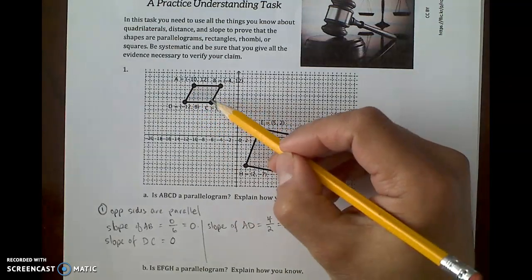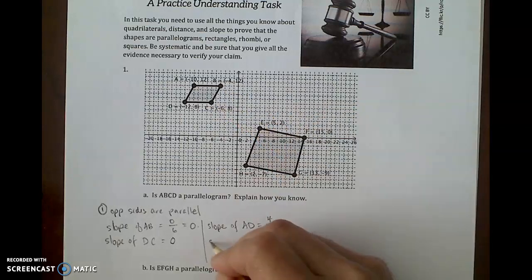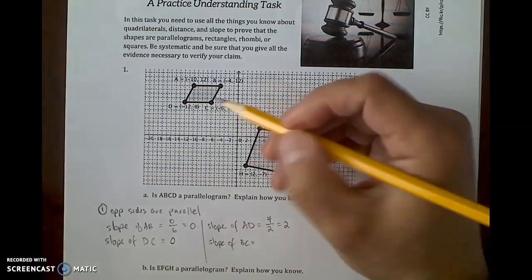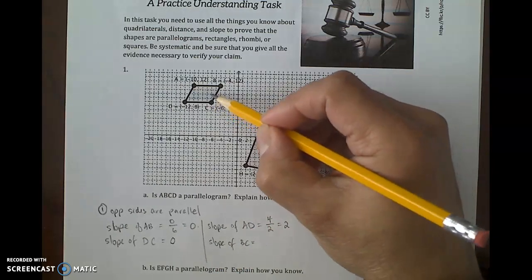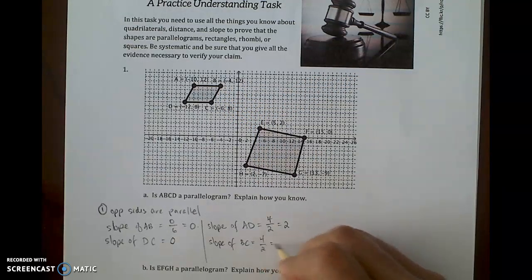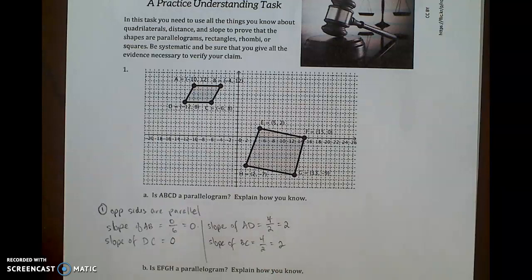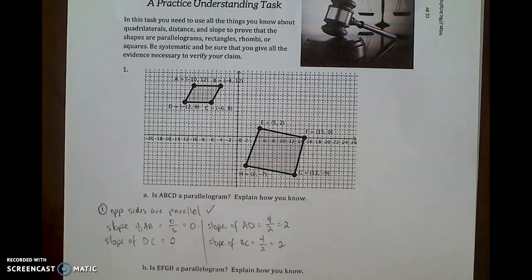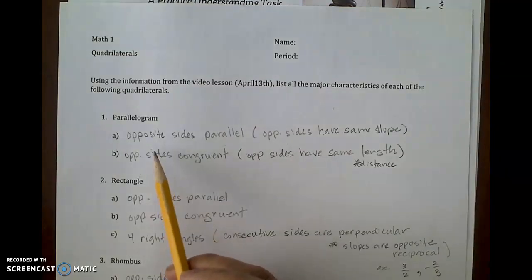The side opposite AD is side BC. So I want to find the slope of BC. Doing rise over run, rise 1, 2, 3, 4, run 1, 2, gives me a slope of 2. Because both sets of opposite sides have the same slope, that's telling us the opposite sides are parallel. So I can check mark this characteristic, and say we got the first characteristic of a parallelogram figured out.